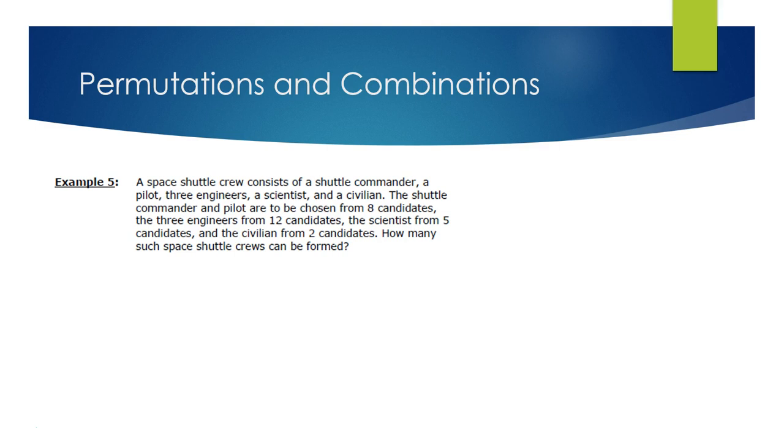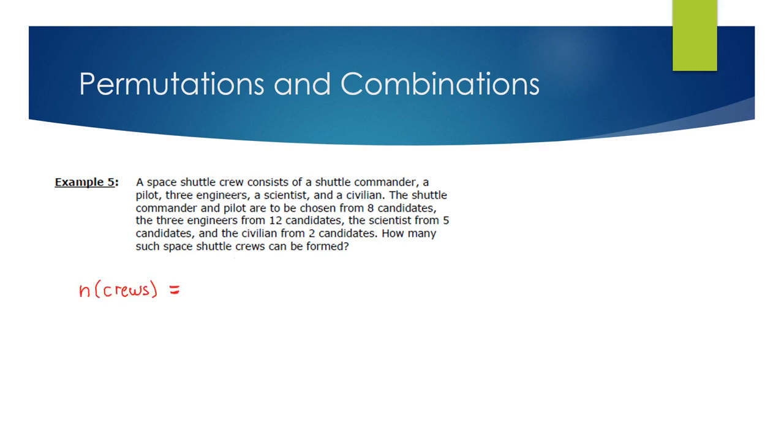For the 3 engineers, well, I just have 3 engineers. We're not saying it's a lead engineer and other things, like payload engineer. I mean, sometimes they do designate like that, but we're just saying 3 engineers. So, if I select the 3 engineers, it doesn't matter which order I select them. If it's the same 3 people, it doesn't matter which order I name them. As far as the scientists and the civilians go, basically all I'm going to do is consider how many candidates there are, and that's going to be the possibilities for them.